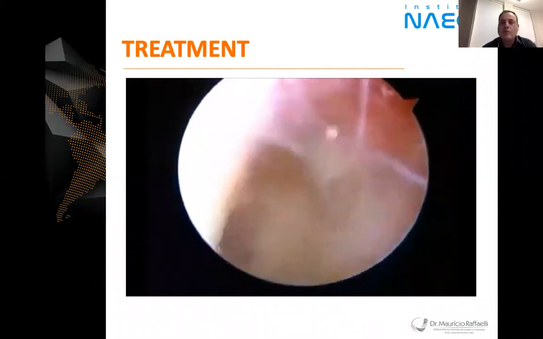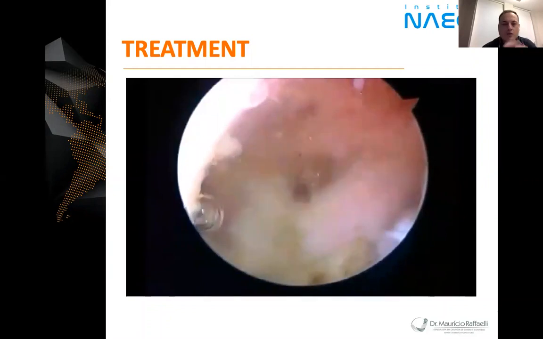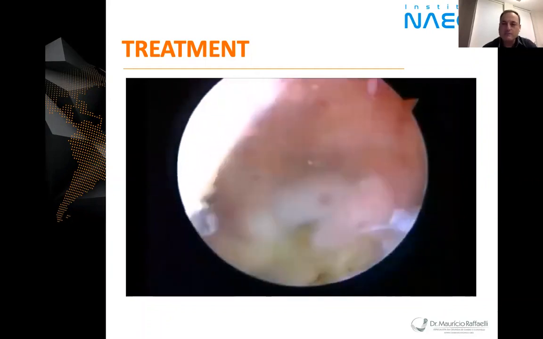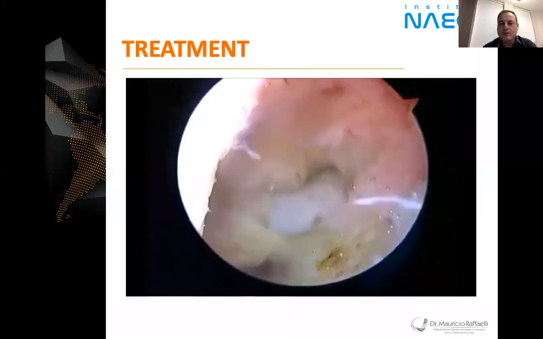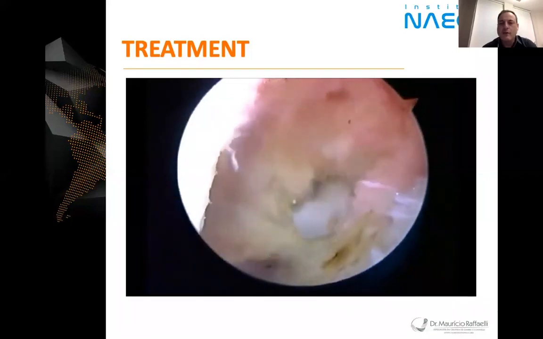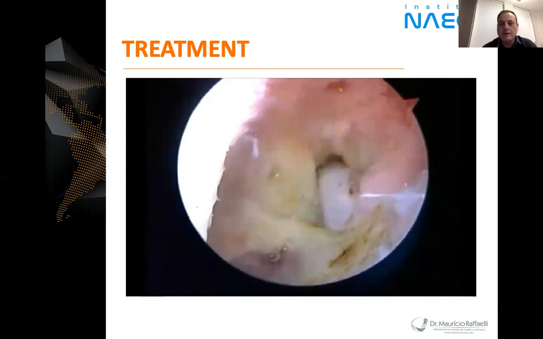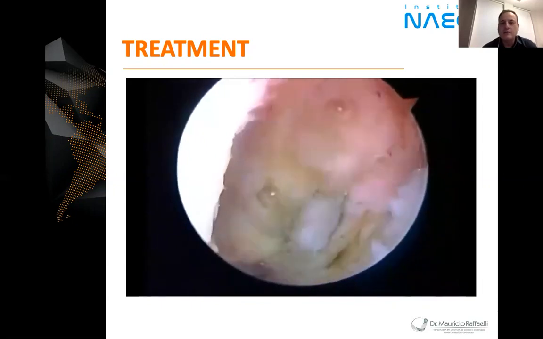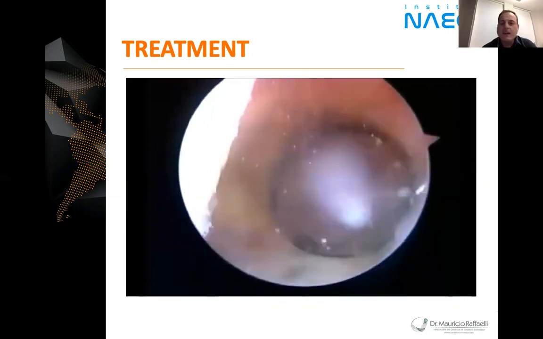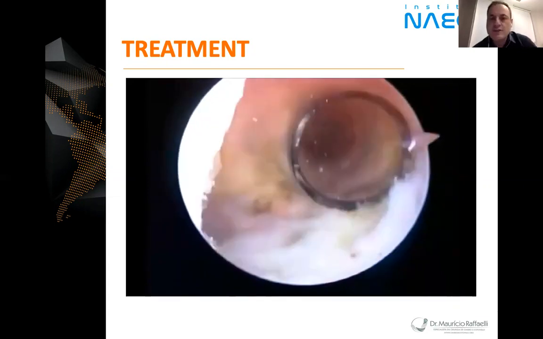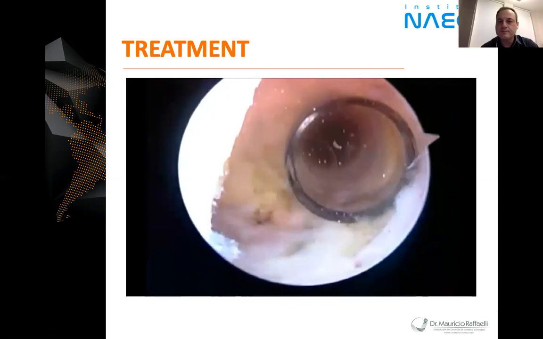With the anterior portal, I start to clean all the rotator cuff interval and stop the blood, because we can't see very well with this blood, and put in the anterior cannula. And in this cannula, I will pass the sutures, I will put the anchor too.